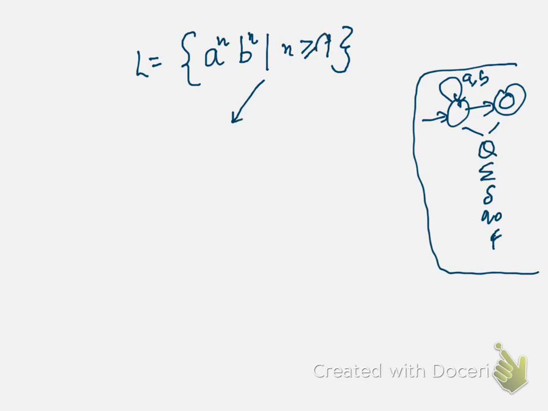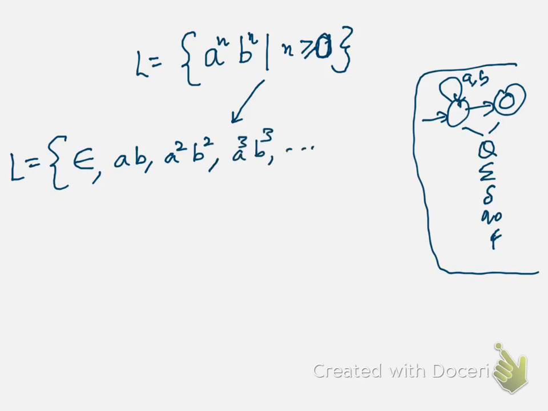Let me take n greater than or equal to 0, right? So what all kind of strings will be there in this language? You can see that epsilon will be there for n equals 0, then you can have AB, then you can have A2 B2, A3 B3, and so on and so forth. So we have already got an idea of how we can design a pushdown automata for this language.